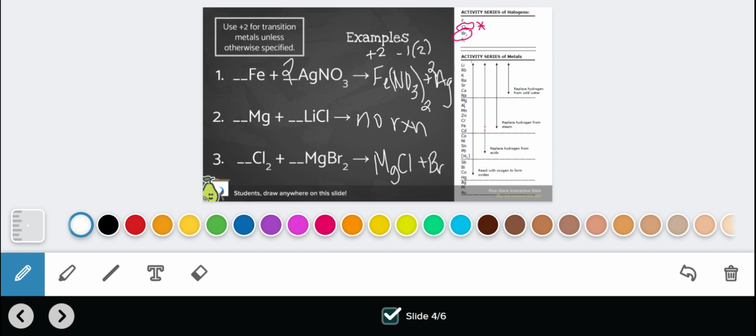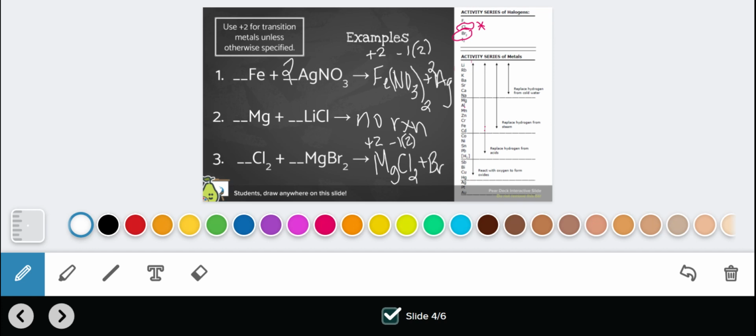Now we have to use our charges to write our formulas correctly. So the charge for magnesium, since it's in group 2, is +2. The charge for chlorine, since it's in group 7, is -1. Those do not add to 0, so we'd have to multiply the chlorine by 2. So we have MgCl2. Again, the 2 here is because we had to multiply by 2, not because of the 2 on the other side.